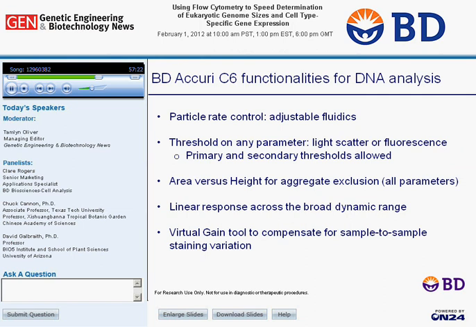Speaking of aggregates, again, you can use the area versus height signals on any of the parameters to exclude aggregates. The area and height signals are collected all the time on all signals. So you do not have to worry if the gating wasn't done properly initially. You can regate, redisplay the data, and the data is always there. The instrument has a linear response across its broad dynamic range, which actually was very well illustrated by Dr. Galbraith's data showing the wide range of DNA intensities that was able to be collected in a linear manner. And there's another tool called the virtual gain tool, which allows one to use an internal standard in DNA staining to compensate for sample-to-sample staining variation.